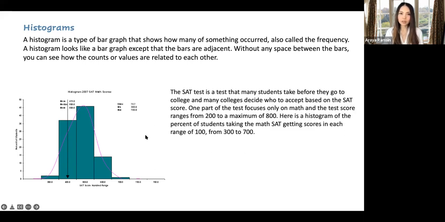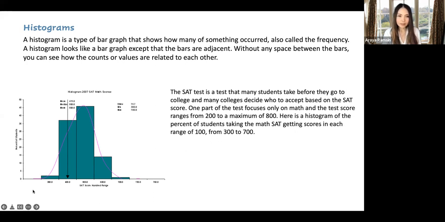So here's a description of this histogram. So the SAT test is a test that many students take before they go to college, and many colleges decide who to accept based on the SAT score. So it's quite important. So one part of the test focuses only on math, and the test score ranges from 200 to a maximum of 800 points. And here's a histogram of the percent of students taking the math SAT getting scores in each range of 100.